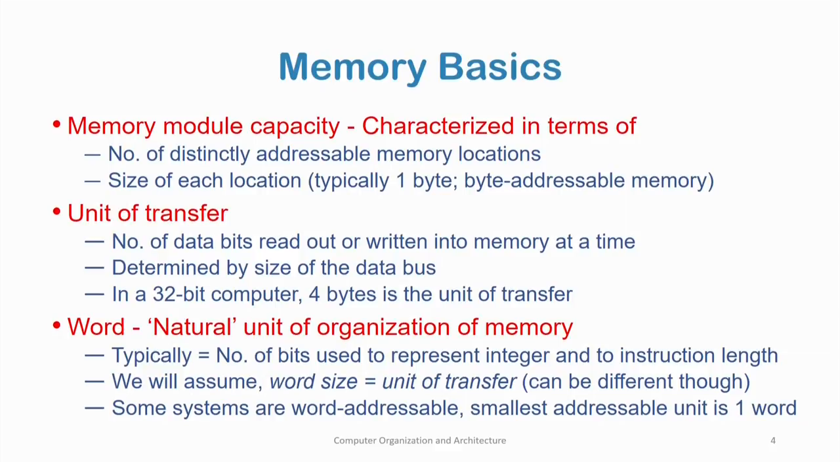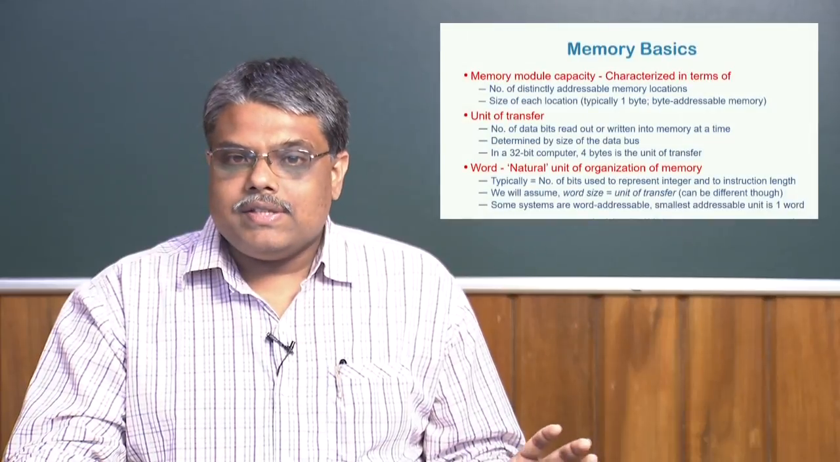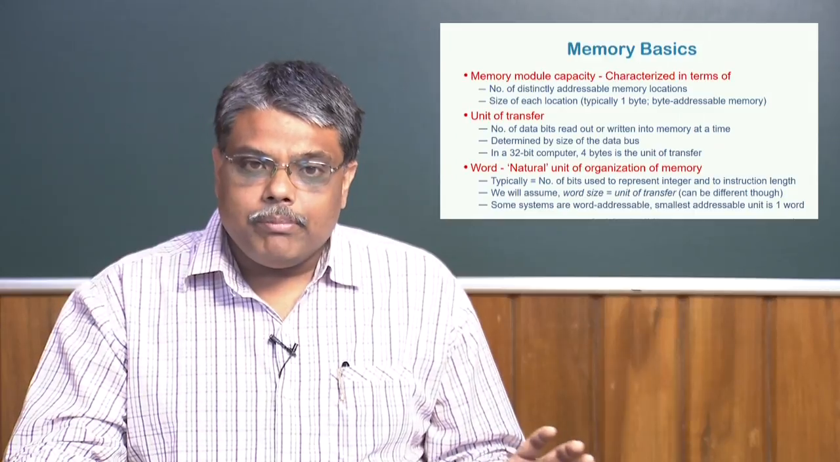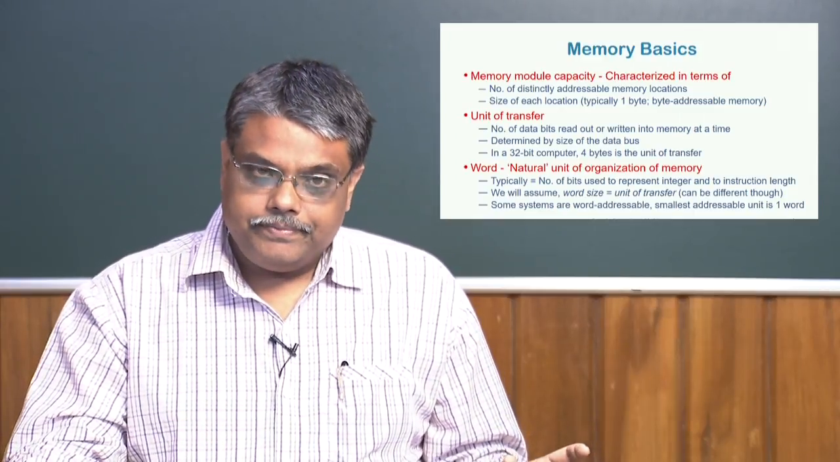Unit of transfer. The number of data bits read out or written into the memory at a given time is called the unit of transfer. Unit of transfer is basically determined by the size of the data bus in the computer. For a 32 bit computer, 4 bytes is the unit of transfer.